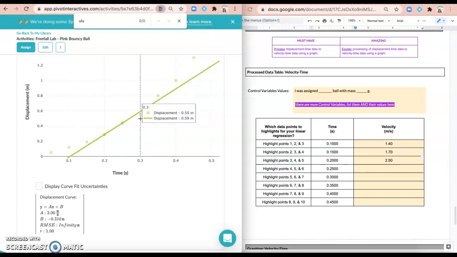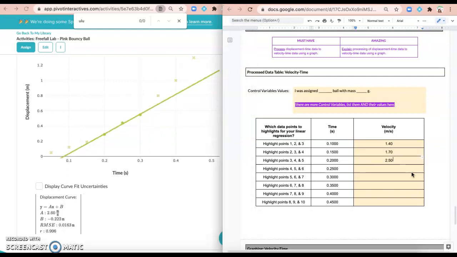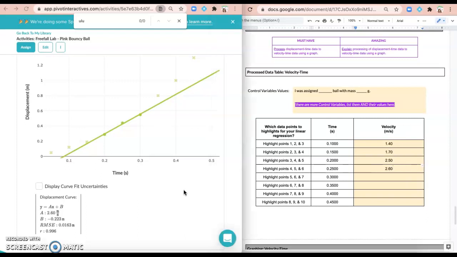You're going to keep repeating this, highlighting different points at each different level. And each time you're going to be recording that slope of the closest to a tangent line as we can get, recognizing that that slope is your velocity.